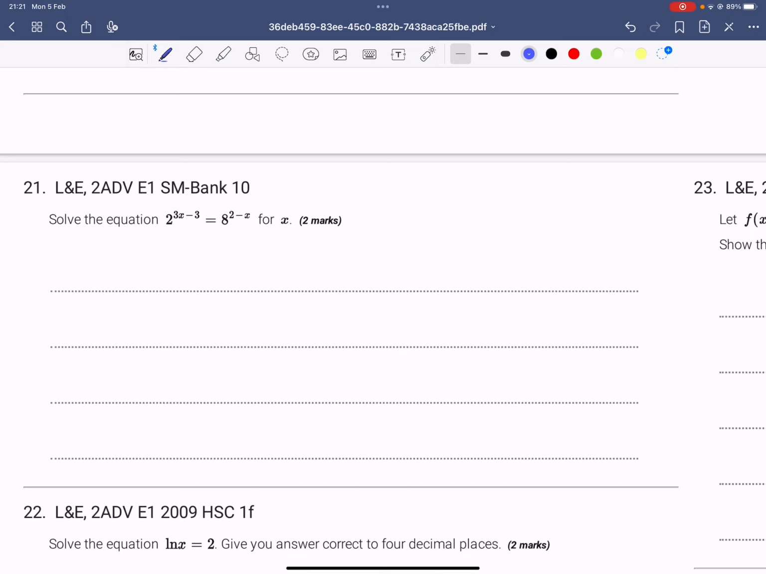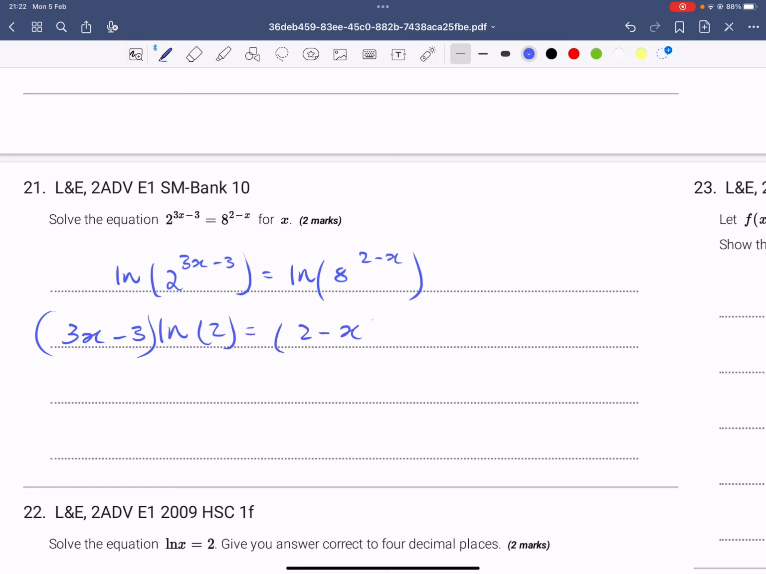Solve the equation 2 to the power of 3x minus 3 is equal to 8 to the power of 2 minus x. To do that, we're just going to take the natural logarithm of both sides. So ln of 2 to the 3x minus 3 is equal to ln of 8 to the 2 minus x. Bring down the power from both sides. 3x minus 3, ln of 2 is equal to 2 minus x, ln of 8.